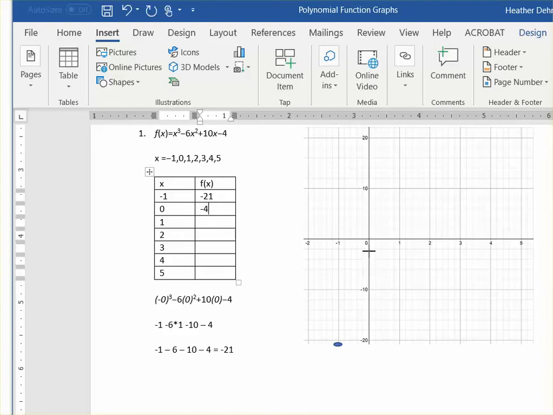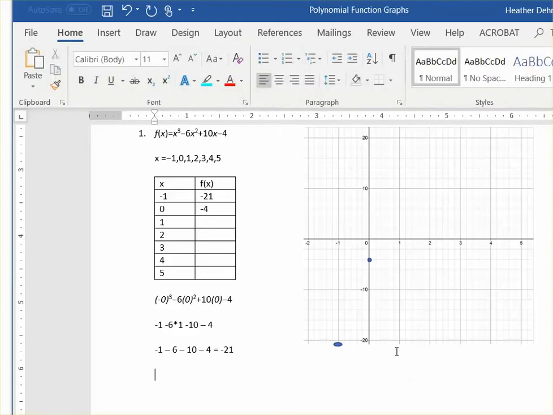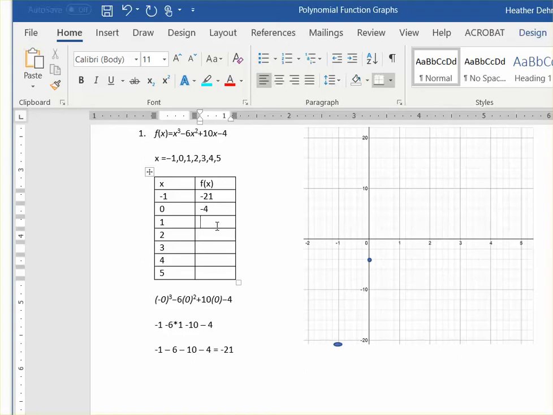So this must be going every 2 units: 2, 4, 6, 8, 10. So -4 would be right there. And then we'll repeat this process for the rest of these values.